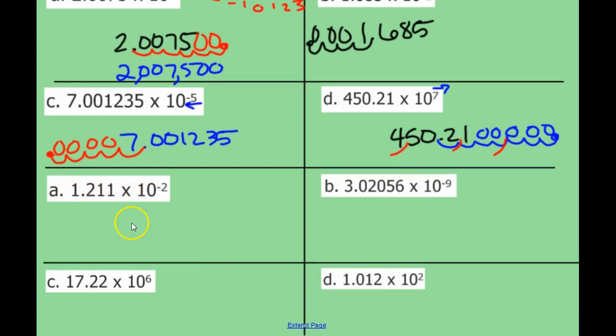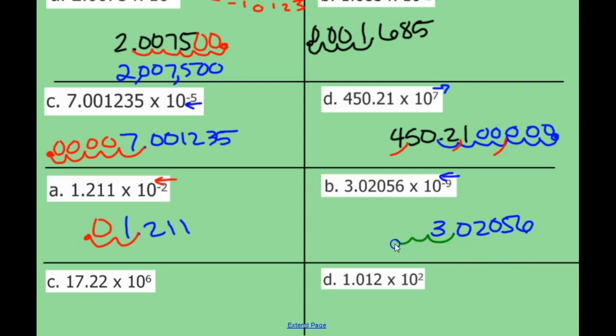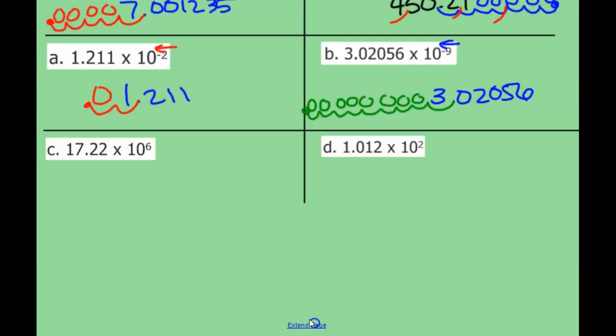Alright, last couple here, we have 1.211, and we're going 2 spots, negative is to the left on your number line, or dividing by 10, 2 times, making it smaller. This one, you can see right away that we're going to go negative 9 spots to the left, so leave some space here, 3.02056, going 9 spots, 1, 2, 3, 4, 5, 6, 7, 8, 9. This one is a really small number. There's a lot of zeros out front there.